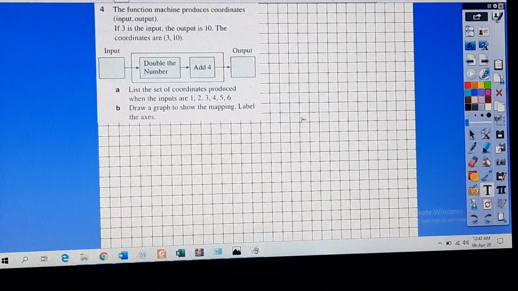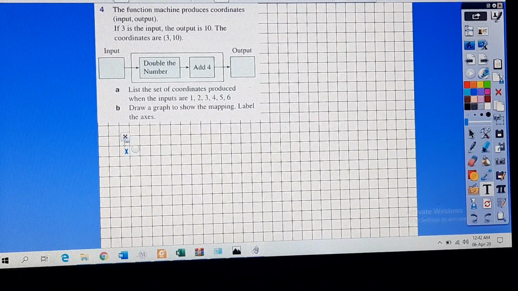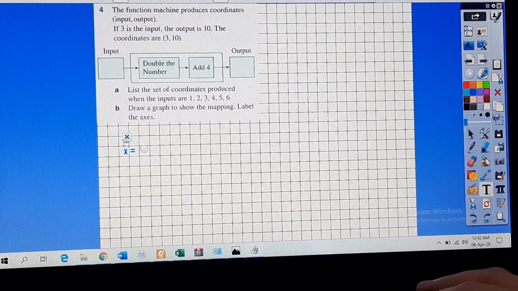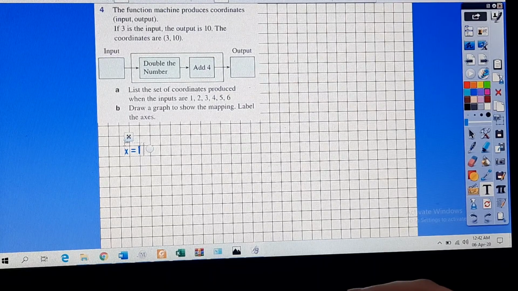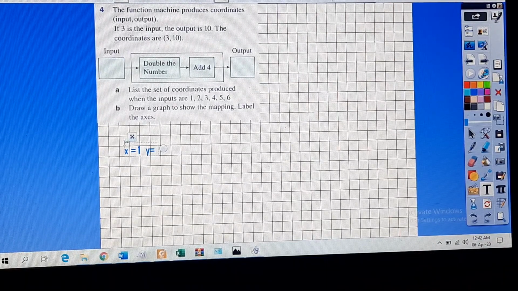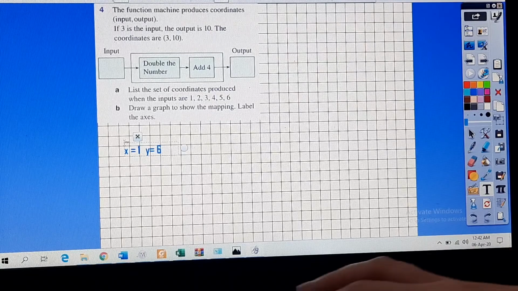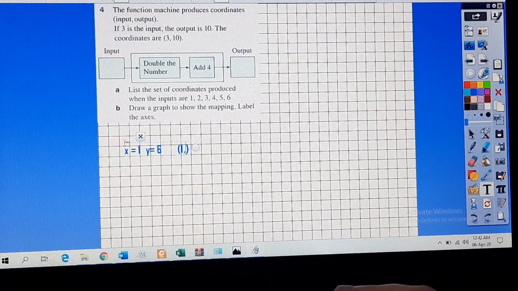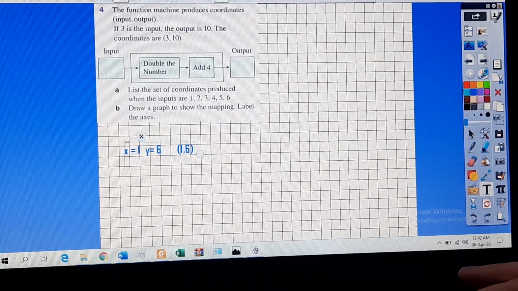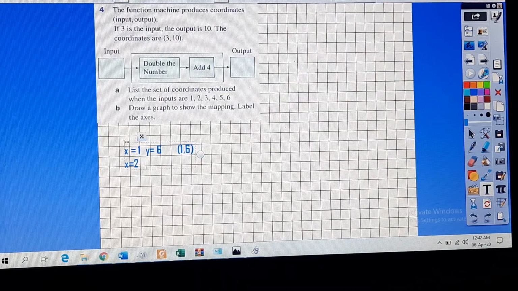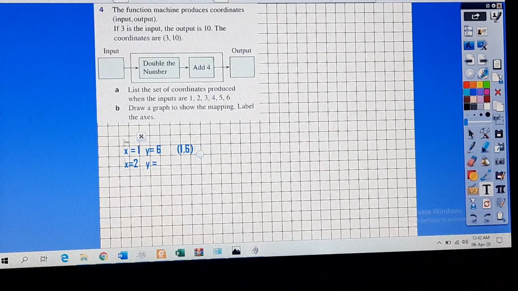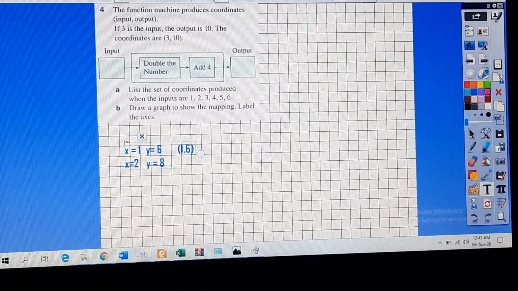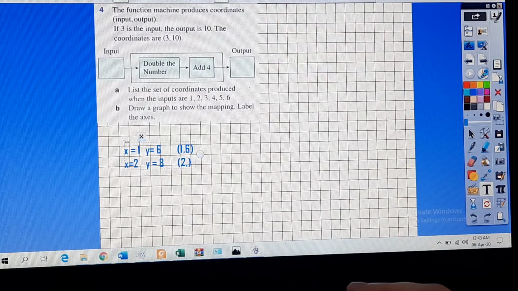Again, I will write like this. If x is equal to 1, it starts from 1. What is y? y is equal to double the number, it means 2 times 1, 2, plus 4. What is 2 plus 4? 6. So the coordinate will be (1, 6). If x is equal to 2, what is y? y is 2 times 2 is 4, plus 4, 8. So the coordinates are (2, 8).